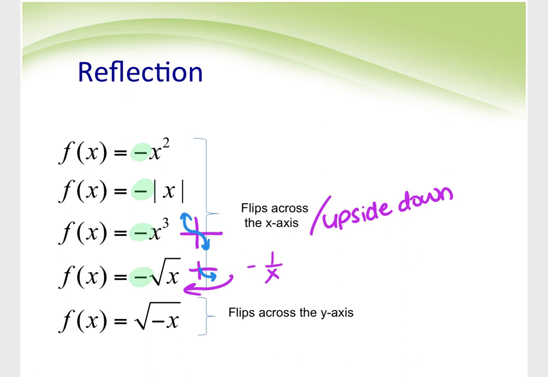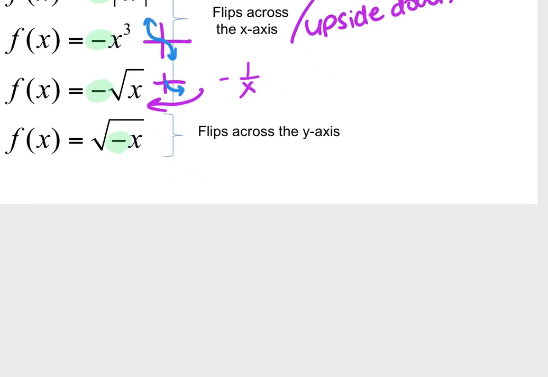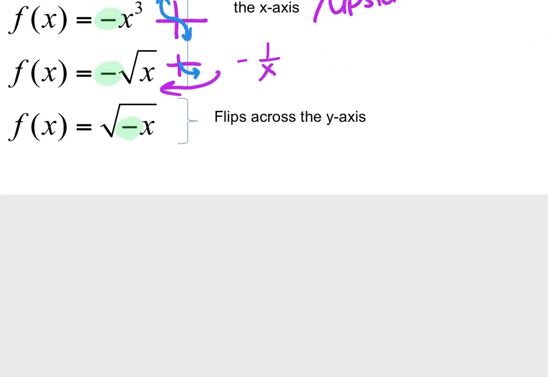The different reflection occurs if the negative is inside the function, okay? If it's inside the function, it flips it across the y-axis. Now, it doesn't really have too much of an impact on a lot of things. If you think about a parabola that looks like this, if I flip this from left to right, what happens? It looks exactly the same, okay?